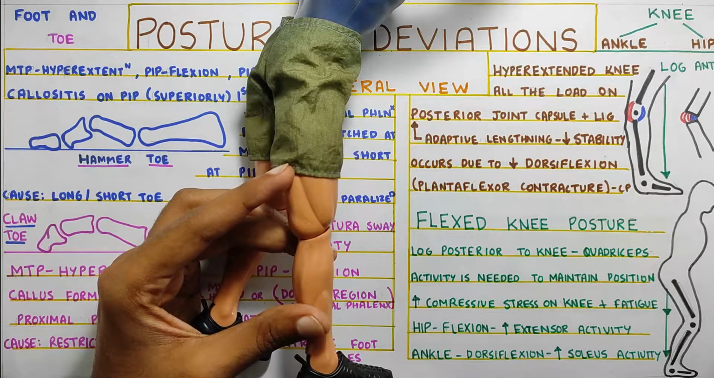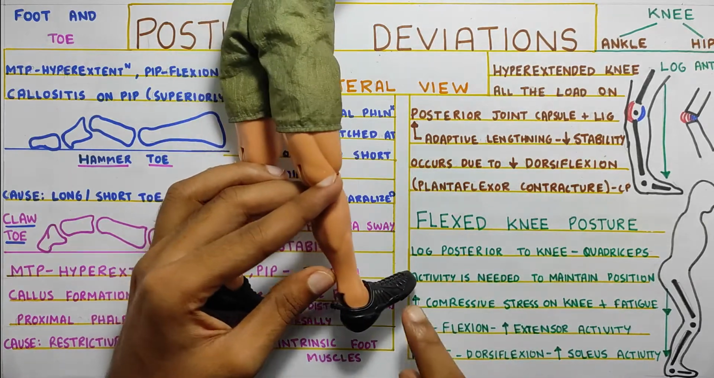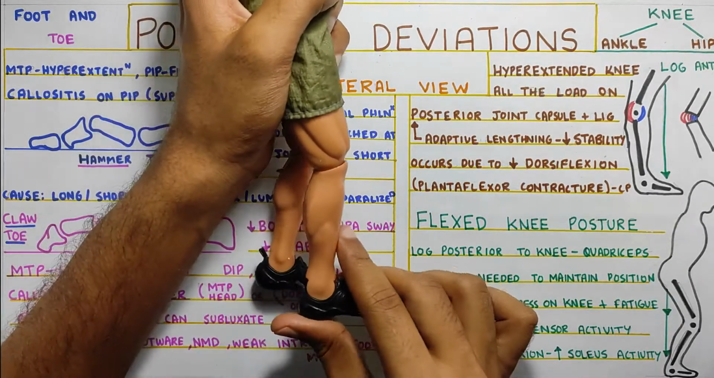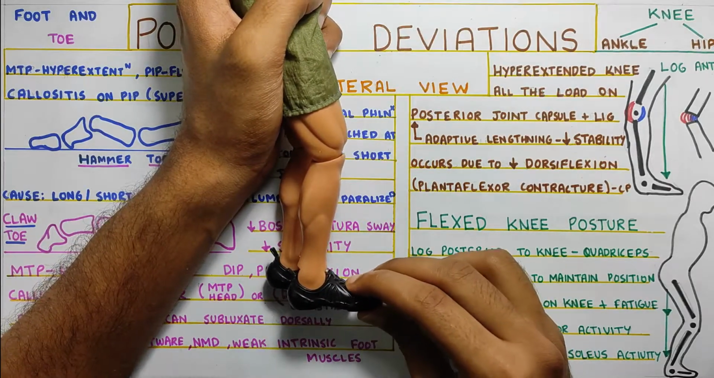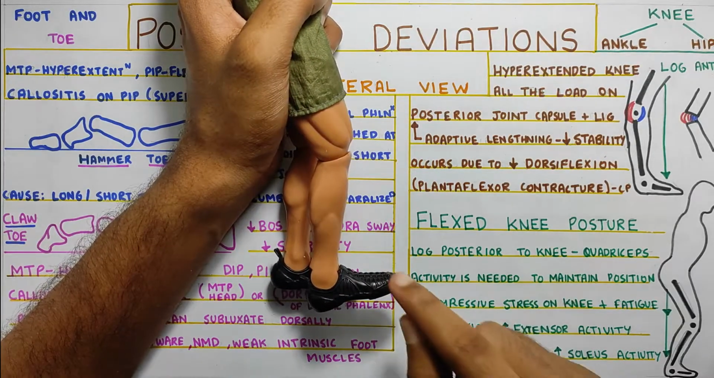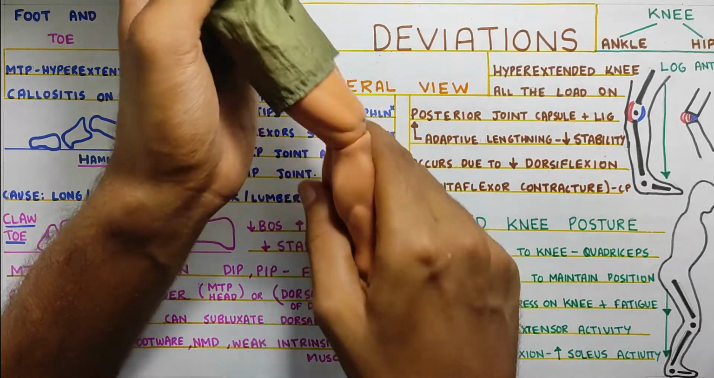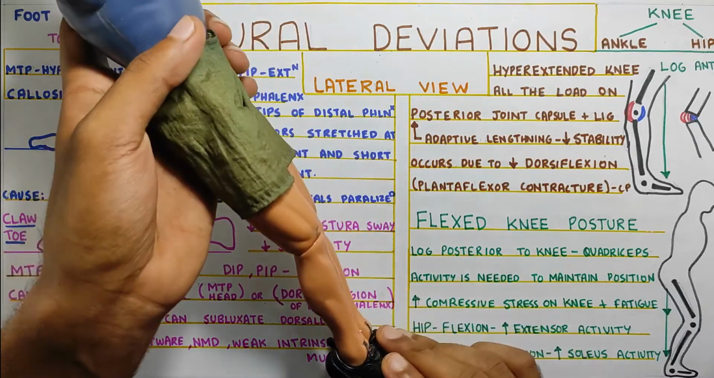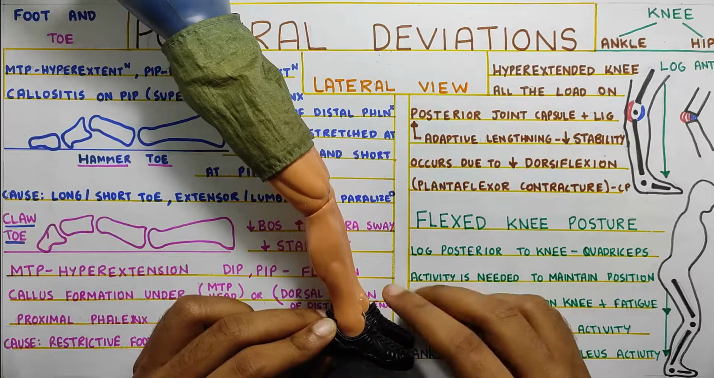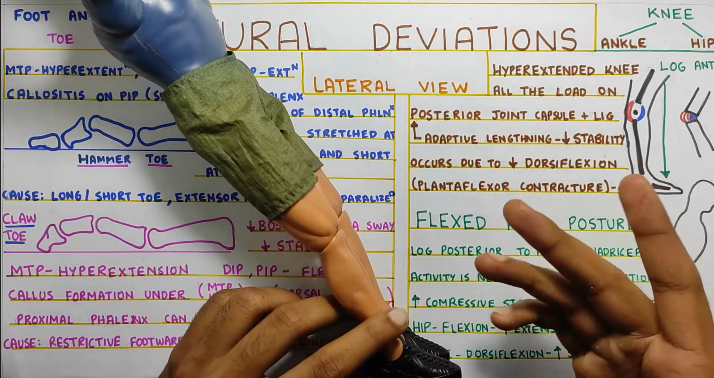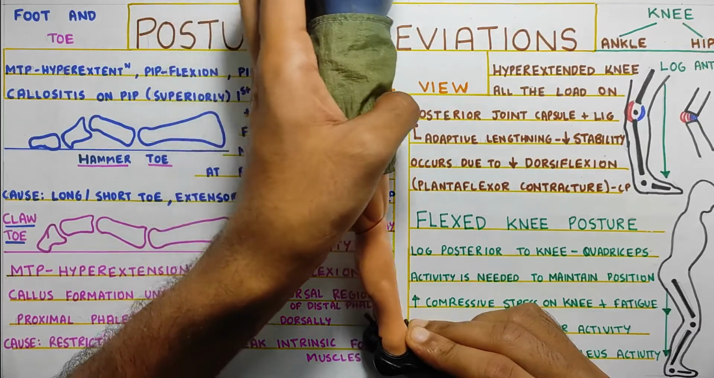This mostly occurs in conditions where there is limited dorsiflexion at the ankle, correct? See, if you were standing like this normally, it wouldn't be a problem. But if your dorsiflexion range is limited, that means your foot is fixed in plantar flexion, what will happen? Just imagine, you can't stand like this, right? Just because your ankle is in plantar flexion, you can't just say, okay, I'm going to stand like this. You will fall behind. So your body will start compensating and will start coming ahead.